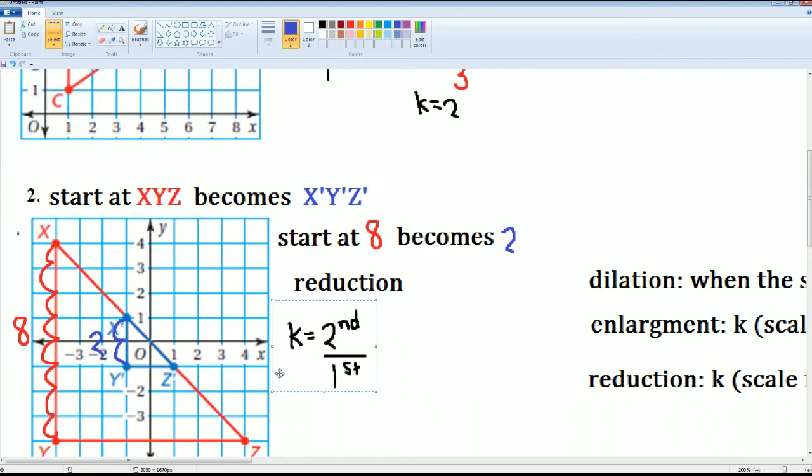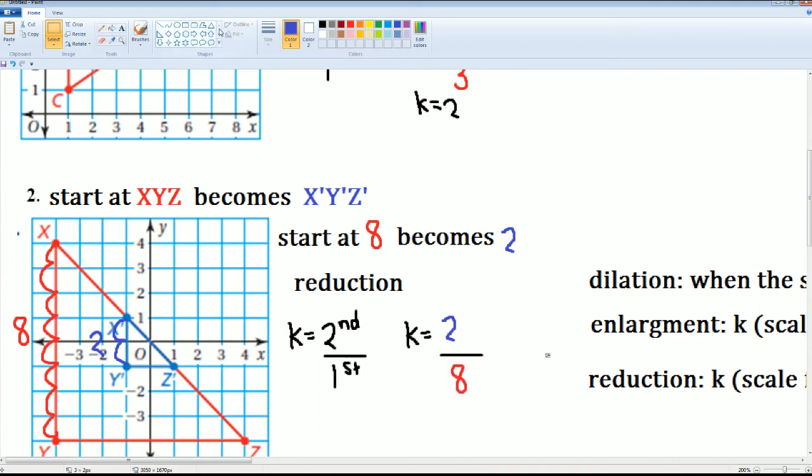Okay, let me grab my formula of the scale factor in number 2. Here is our scale factor formula. K is equal to the second term divided by the first term. Good? So let's just plug it in. Alright? What was the second term? It was the 2. What is my first term? Was the 8.